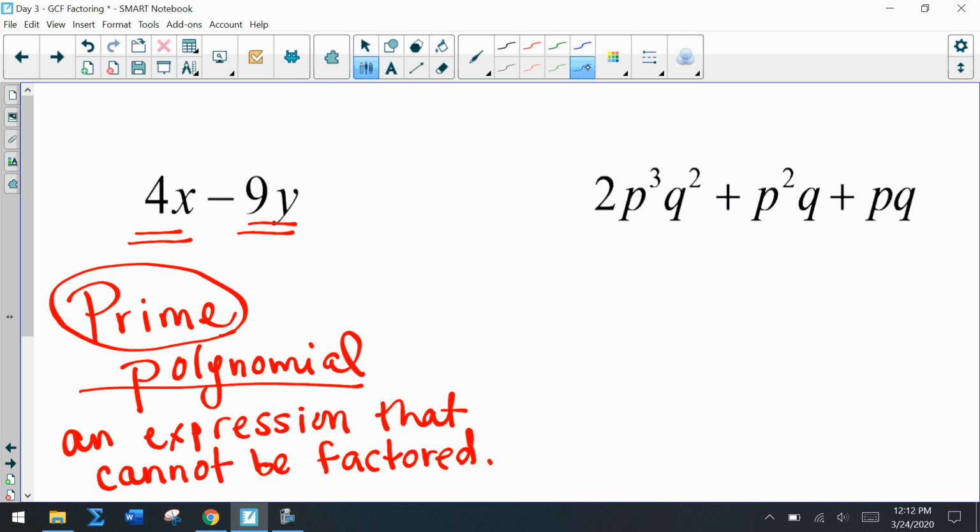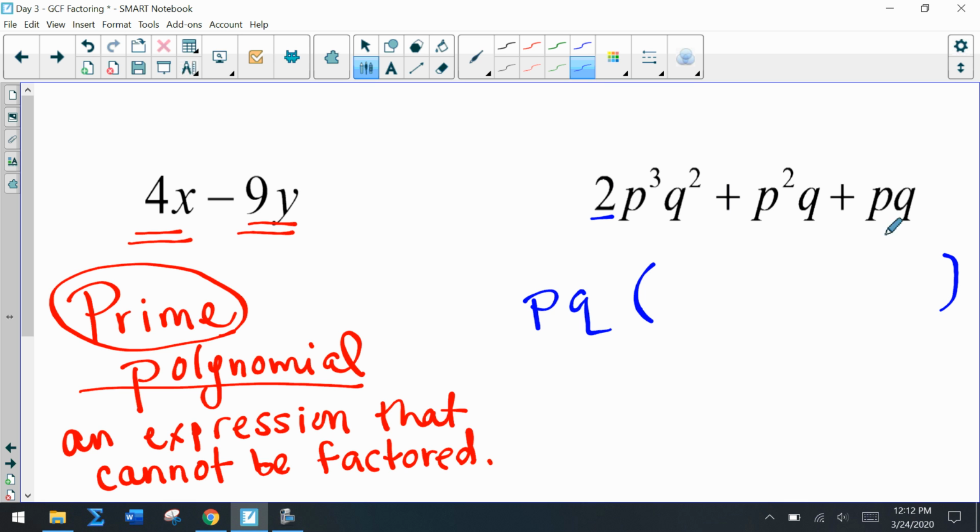Okay, for the next one, we have a trinomial. So notice how we have a 2 here, but we don't have any other numbers. So 2 is not part of the GCF, the greatest common factor. But we have p to the third, p squared, and p. So the greatest common factor would be p. And now let's look at the q's. Q squared, q, and q. So the greatest common factor is just q.